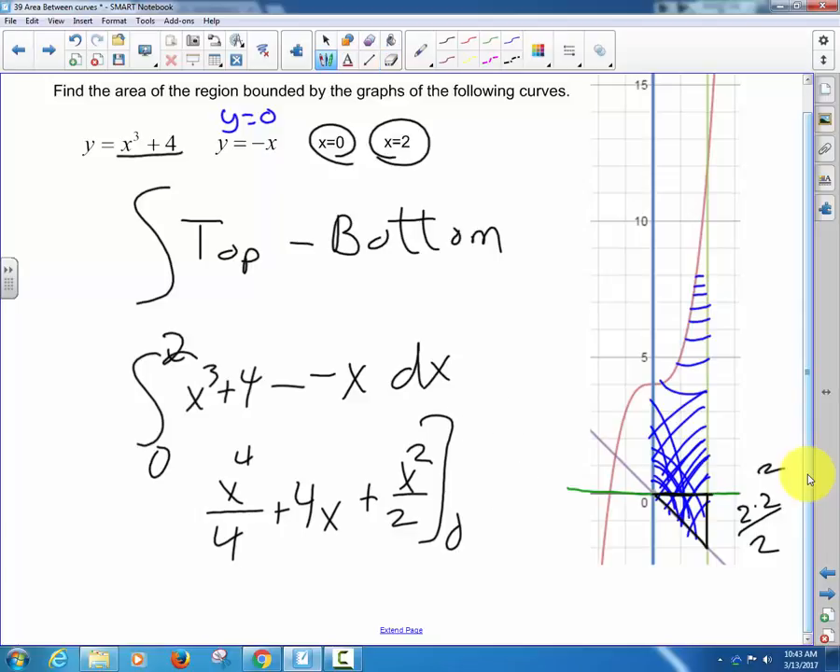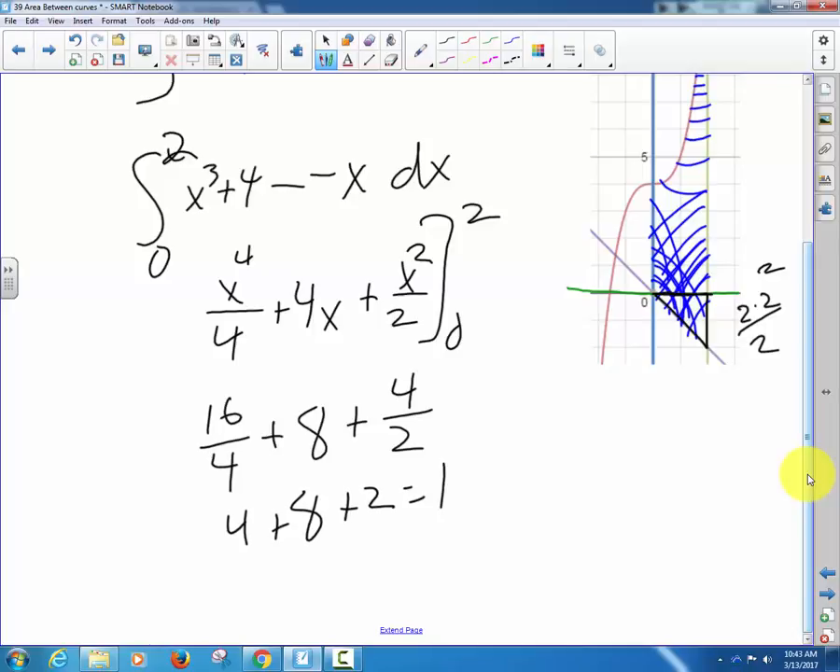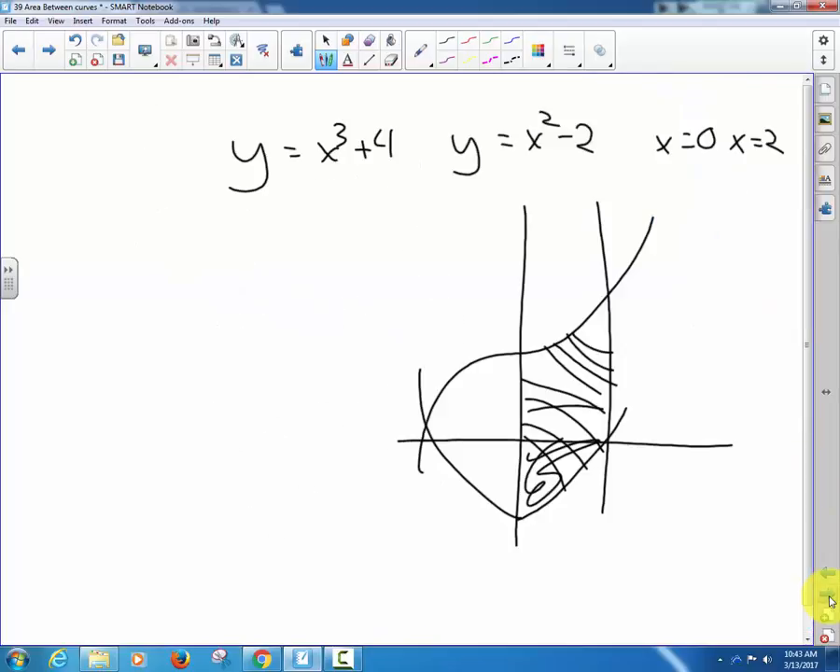Come on, Haley. Get with the program. Well, we know this becomes 16 over 4 plus 8 plus 4 over 2. That's 4 plus 8 plus 2, which is 14. Pretty neat. Okay? The top function minus the bottom function. Questions, comments, observations? That's just it. Poof. That's how it works, okay?